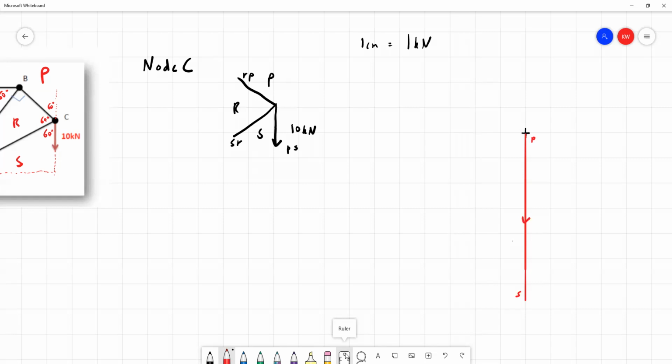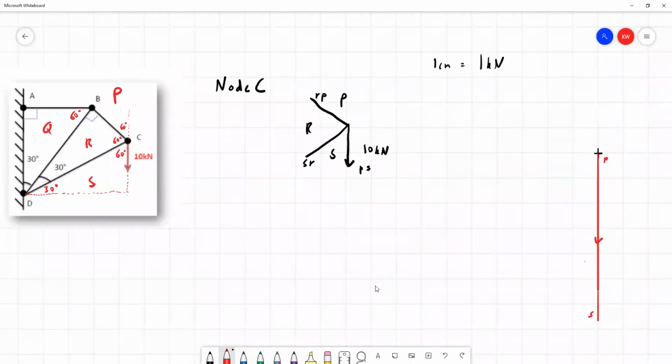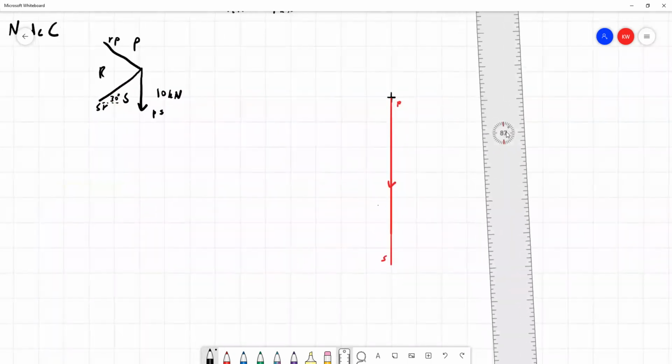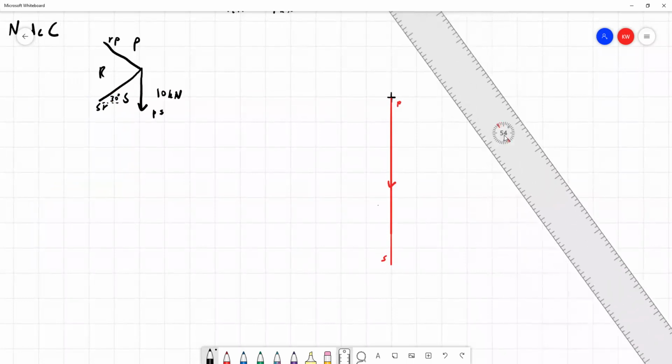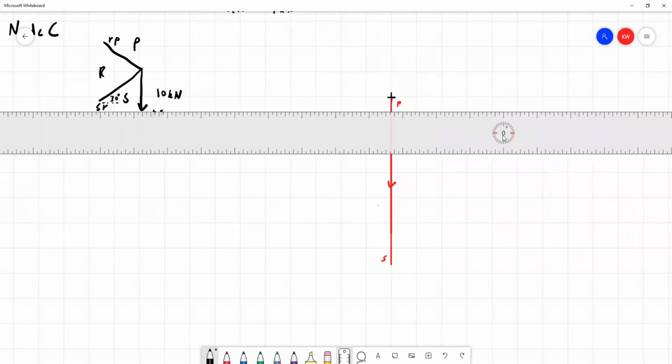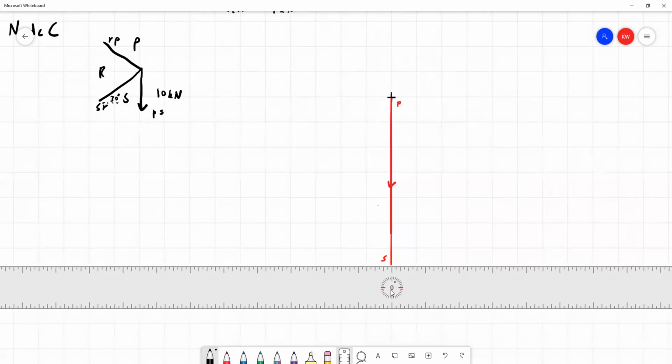So the next step is therefore to connect vector SR to the point S. What we know about vector SR, and we can add this into our space diagram from our initial diagram, is that this line acts at 30 degrees from the horizontal. So we can have a horizontal line drawn at point S and mark up 30 degrees from it to find the direction of vector SR.